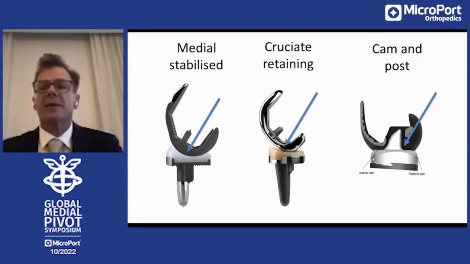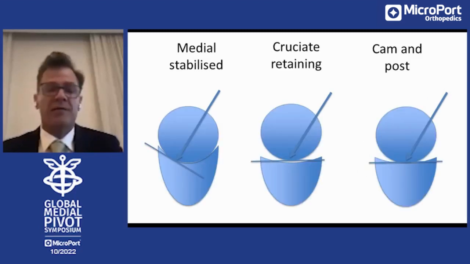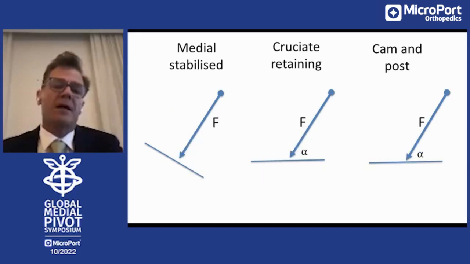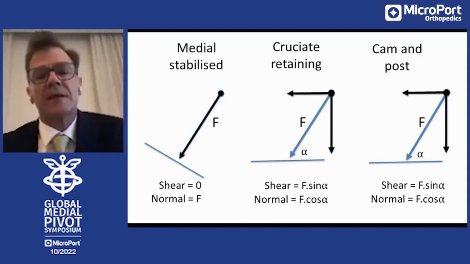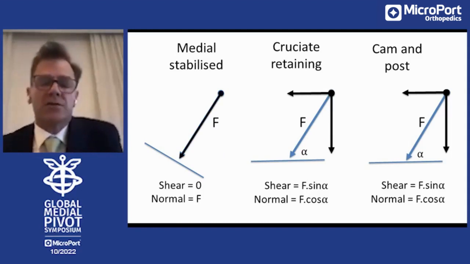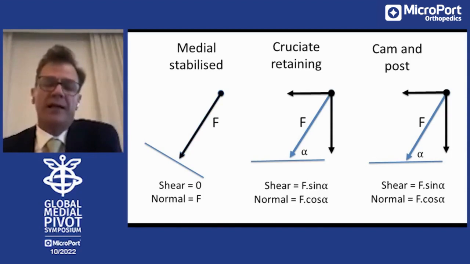So this is how I explain it. We've got 3 different knee designs: medial stabilised, cruciate retaining, and cam and post knees. And when you've got a force that's not directed straight down, but a little bit forward, that force can be resolved into a shear force and a normal force in the round on flat design. So the cruciate retaining and the cam and post tend to be round on flat.